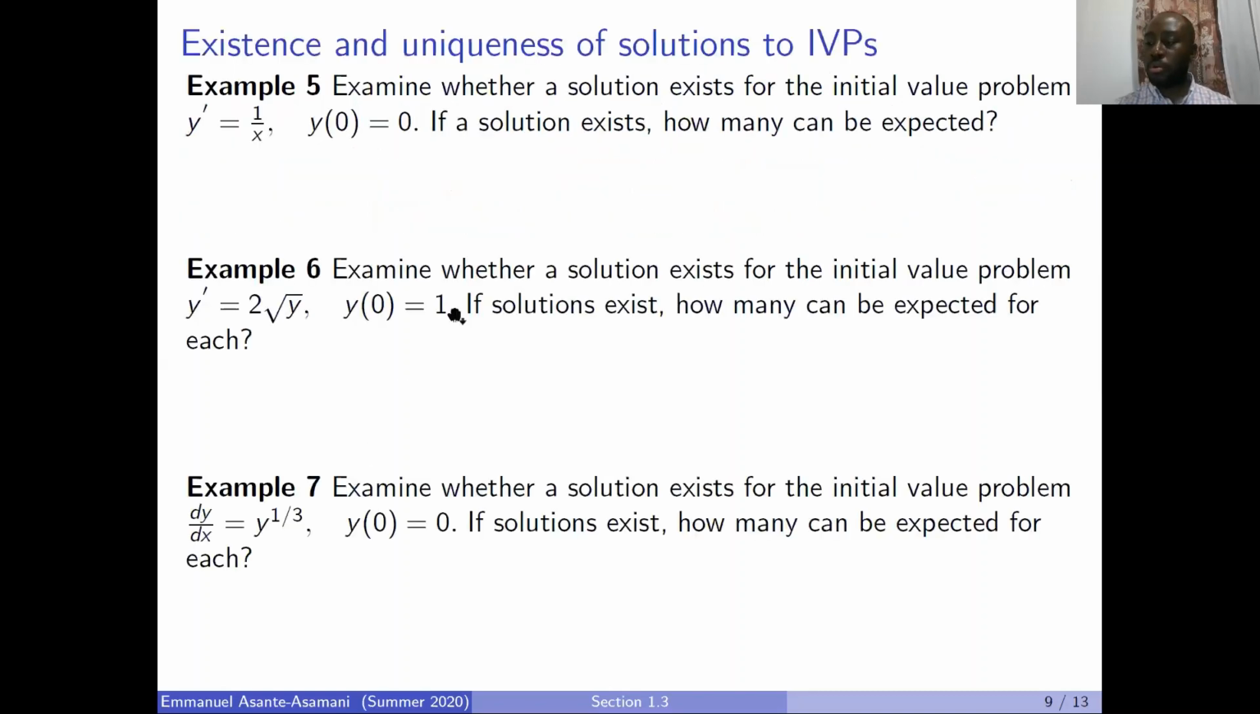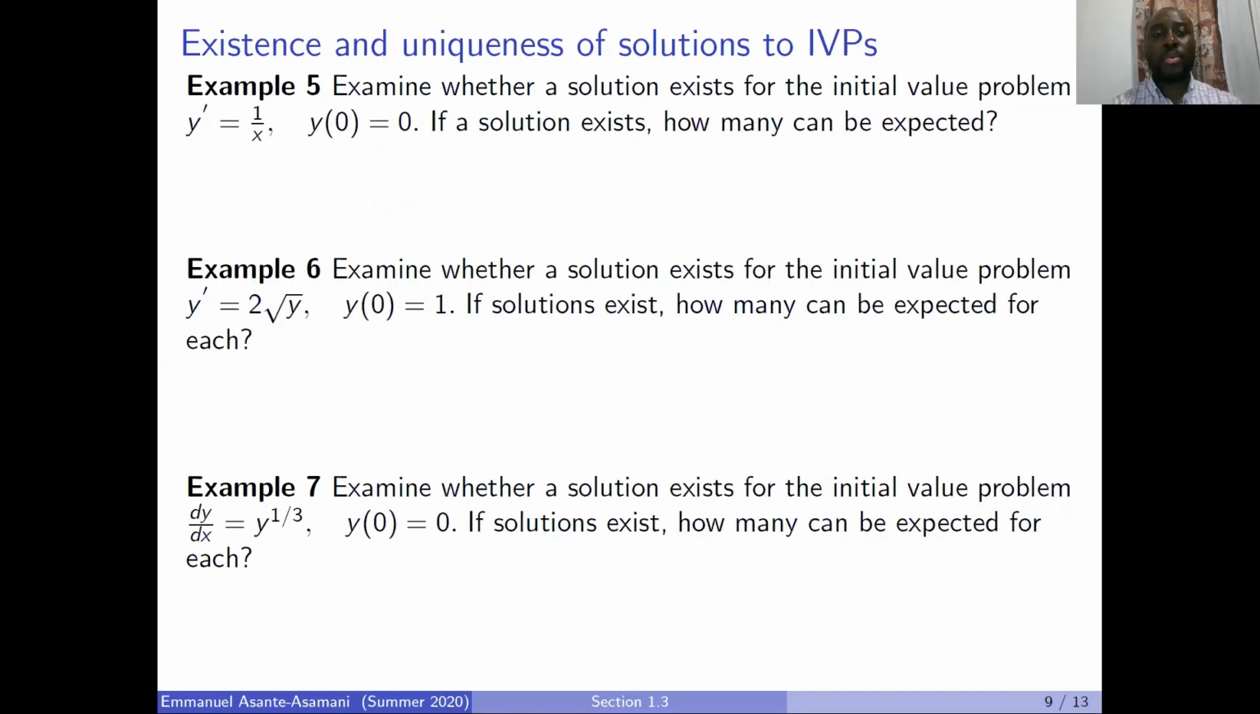Given an initial value problem, how do we know whether it even has a solution? Because we've already seen from the very last lecture that not all differential equations have solutions. So how can we check to see if it has a solution? Can we tell if it has just one solution, which will make the solution unique, or if there are infinitely many solutions? Now, our preference for initial value problems is that we have a unique solution.